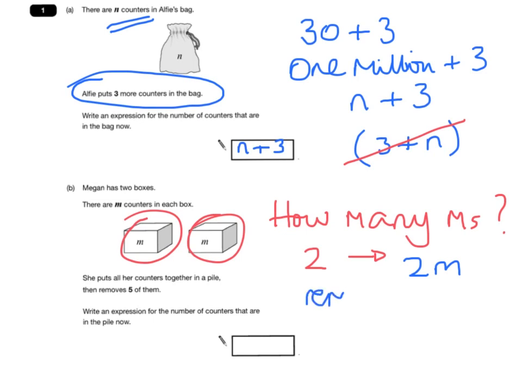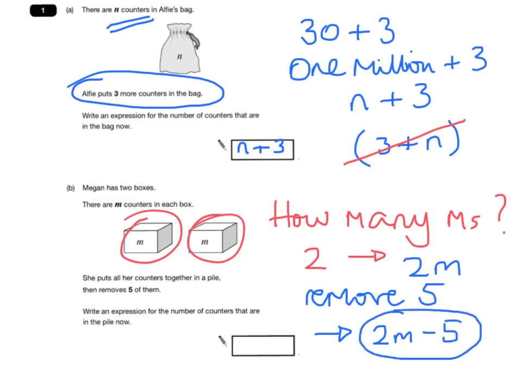a pile and removes 5 of them. Well, remove means take away. So she's going to take away 5, so she had 2m minus 5. There you have it, 2m minus 5. Not too hard.